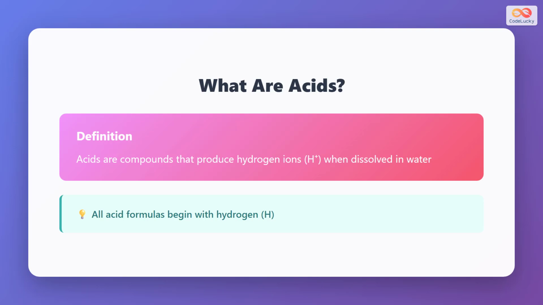Let's begin by understanding what acids are. Acids are compounds that produce hydrogen ions, represented as H+, when dissolved in water. This is the defining characteristic of an acid. An important rule to remember is that all acid formulas begin with the element hydrogen. Written as H, this makes it easy to identify acids when you see their chemical formulas. If a compound starts with hydrogen, there's a good chance it's an acid.